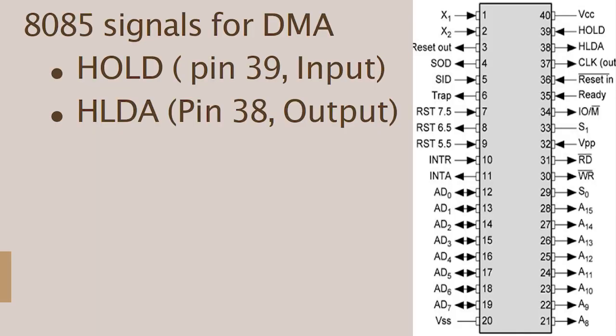In 8085, we have 40 pins present in the microprocessor chip. Of these, 2 pins are used for direct memory access. Pin number 39 is used for the HOLD signal, and it acts as an input. Pin number 38 is called the HLDA signal, and it acts as an output.